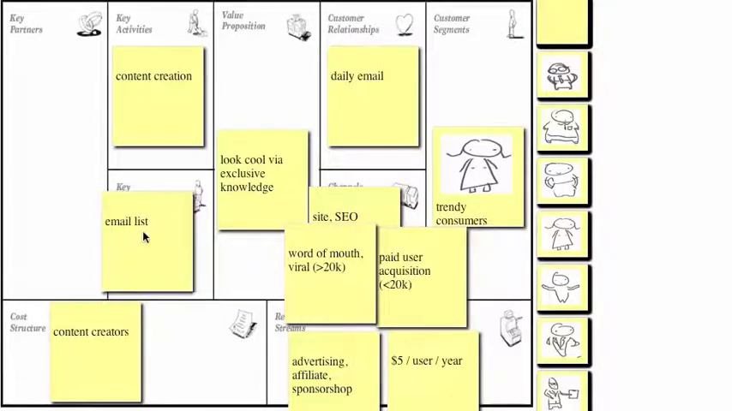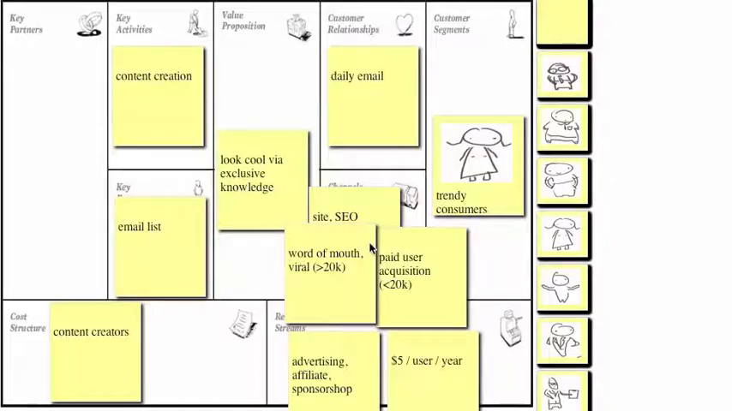The key resource, again, just like Groupon, is your email list, your subscribers, but you don't really have the vendor relationships. You just have cool content creators. You've got guys who really understand the scene, but anyone can copy that. Now, what I want to highlight here is the key activity.